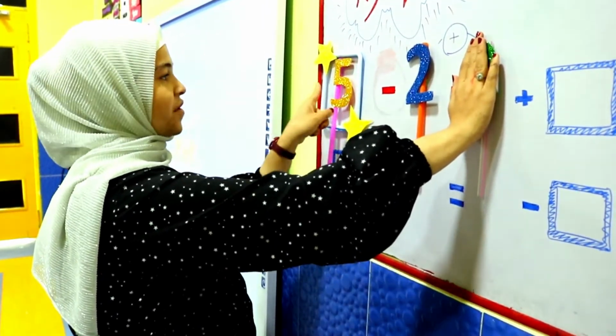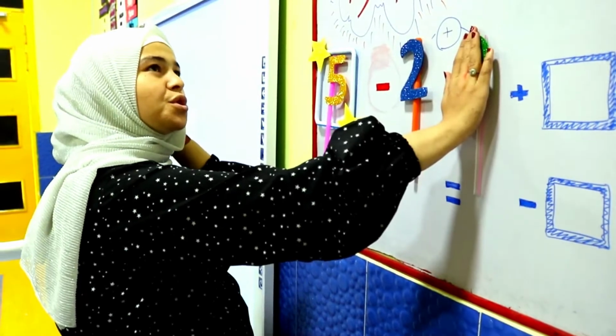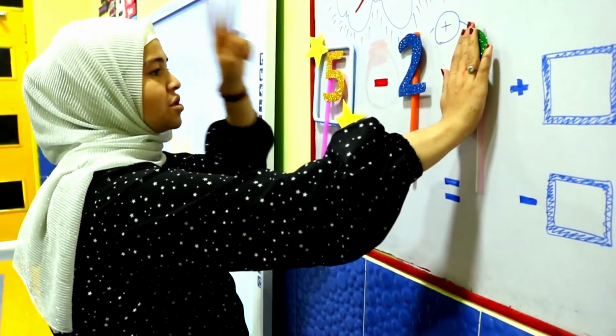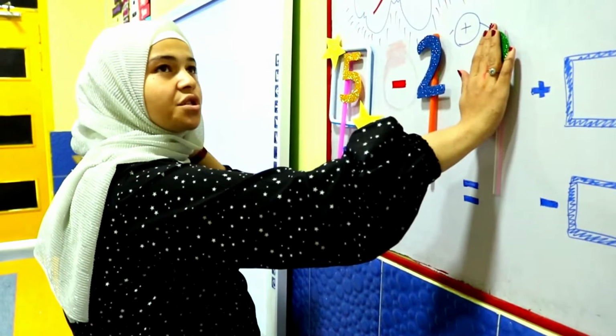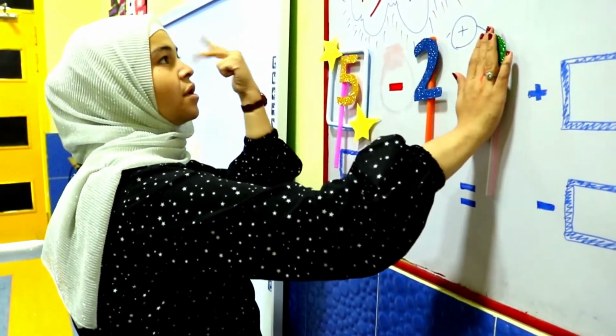5 or 2? It's 2. So I'll put 2 in my mind, and I'll count to reach the bigger number, which is 5. After 2: 3, 4, 5.